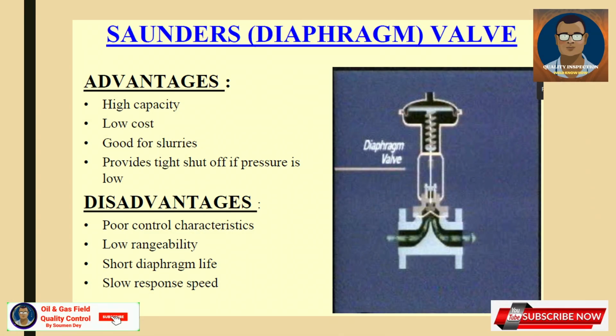Saunders diaphragm valve. Advantages: high capacity, low cost, good for slurries, provides tight shutoff if pressure is low. Disadvantages: poor control characteristics, low rangeability, short diaphragm life, slow response speed.